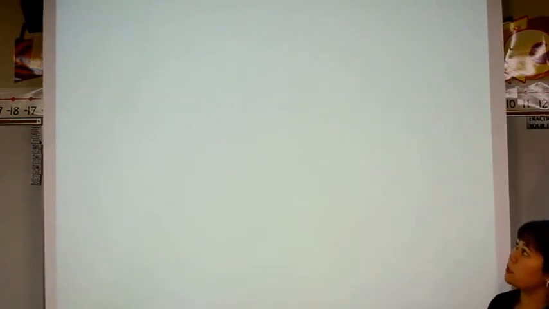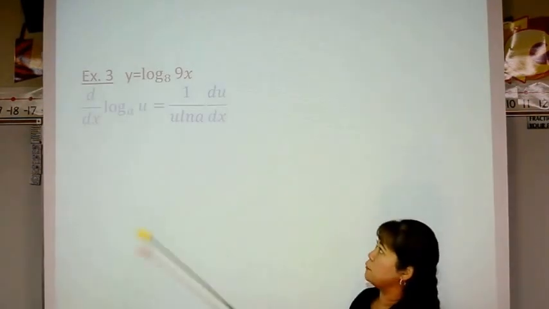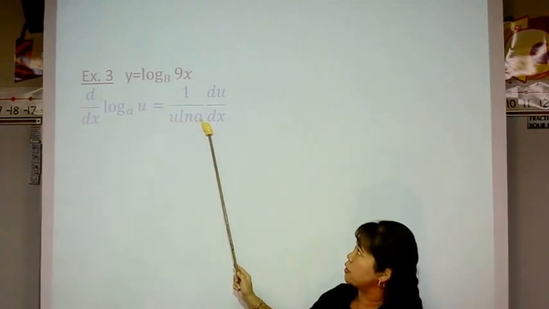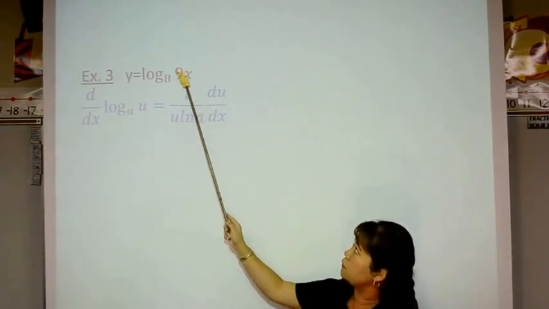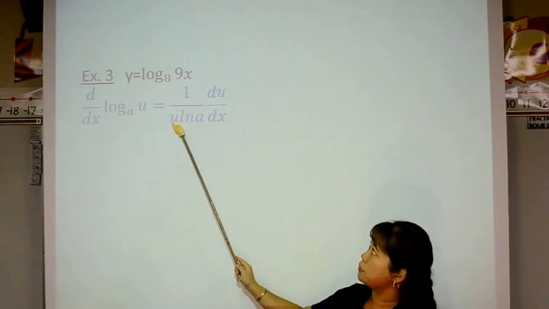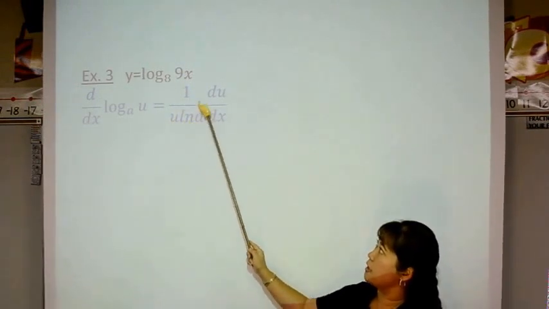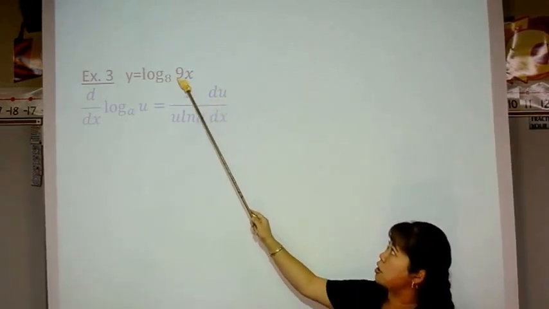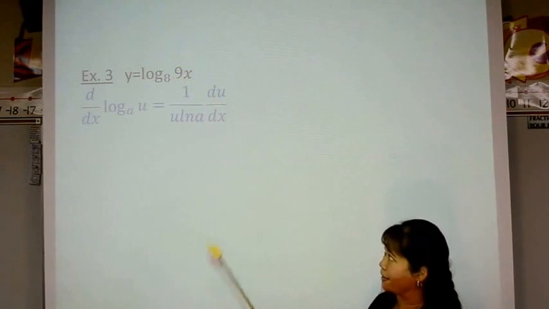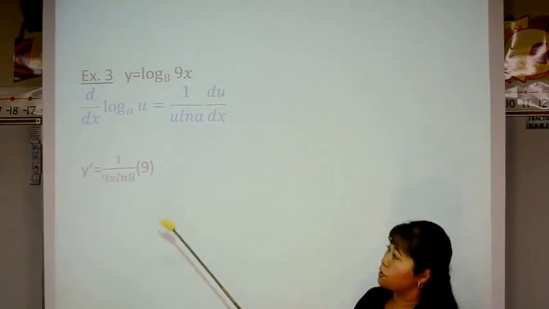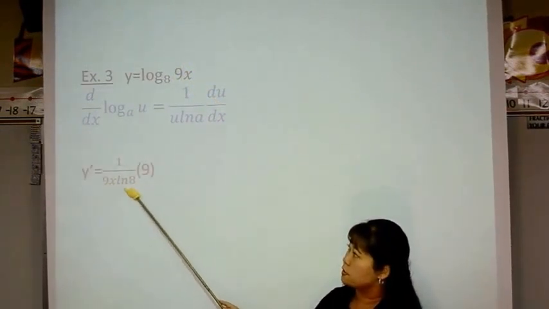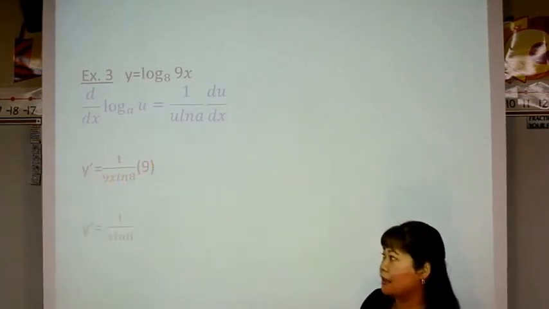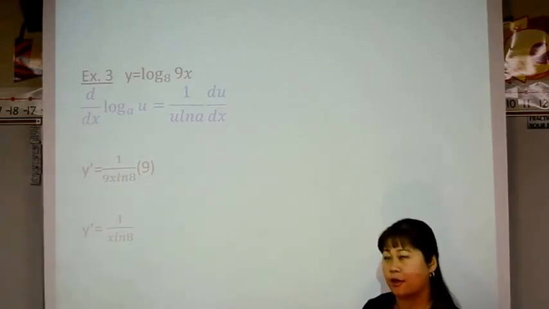Alright, let's try example number 3. Example number 3 is the log. The formula for log base a, that's my a right there, so that's what we substitute. The u is all of this right here. So it's going to be 1 over u, which is that 9x, then ln of the base number, which is 8, and then the derivative of u. The derivative of 9x is 9. Since this is all multiplication, this 9 goes up. I can cancel out the 9s from the bottom and the top, and that leaves me with 1 over x ln 8.